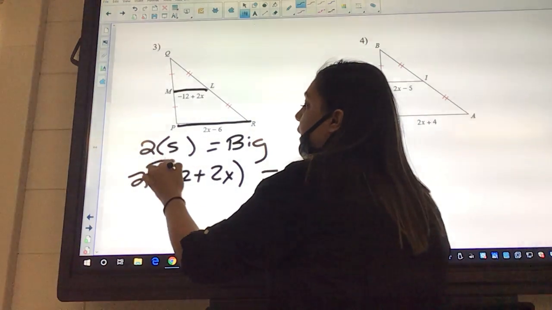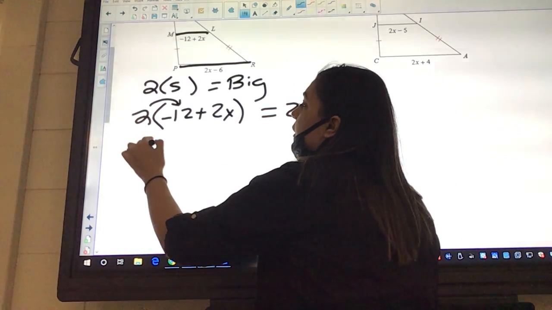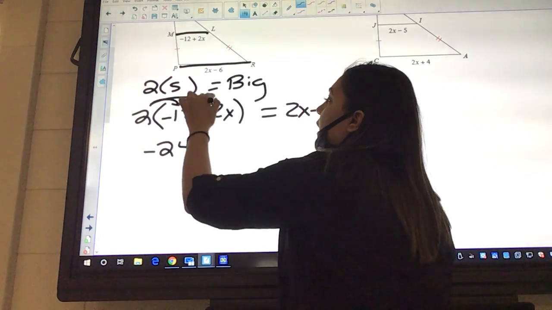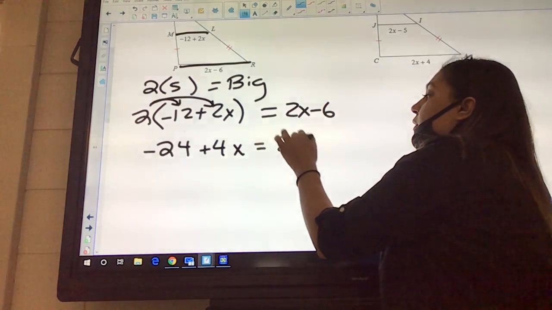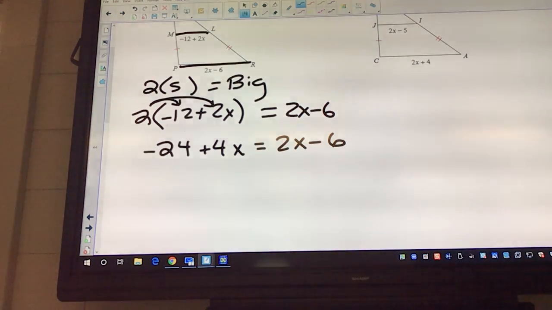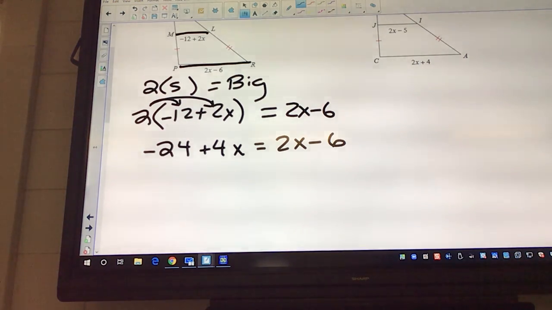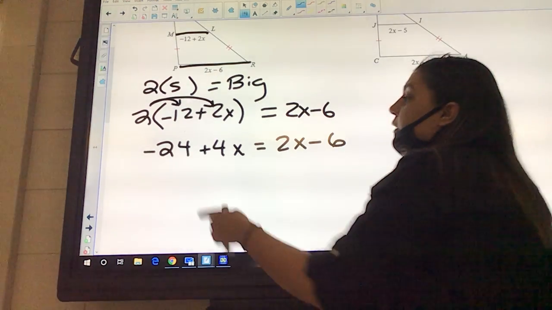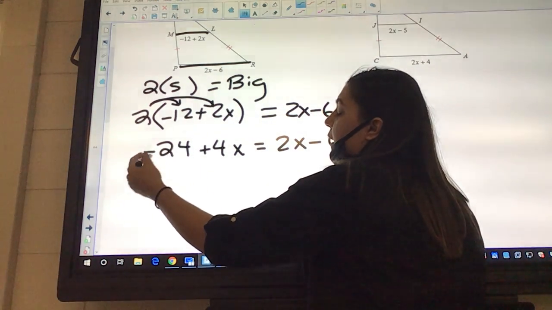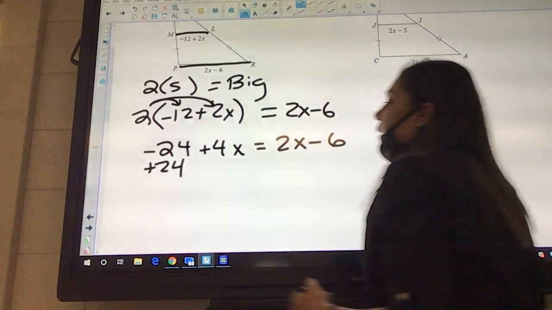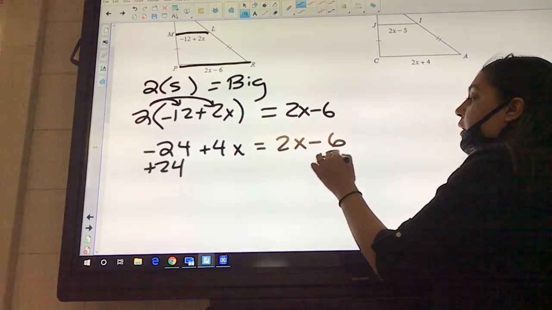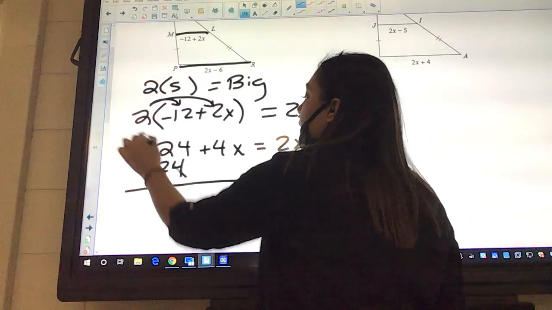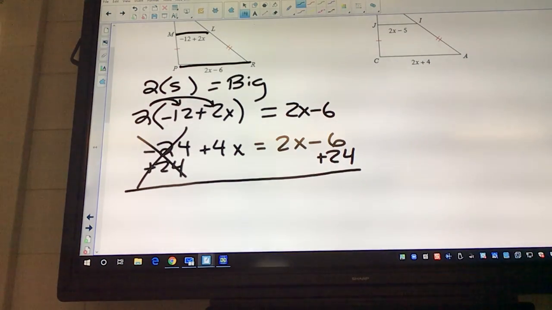Distribute. Okay, so we got 2 times negative 12, I mean negative 24. 2 times 2x is going to be 4x. And we haven't changed anything over here, so it's 2x minus 6. Okay, now we need to move all our letters to the left and the numbers to the right. And so right here I got a negative 24, and so it needs moved, so you're going to say plus 24. Okay, and what do we put it under on the other side? Under the 6, because it's just a number, so you're going to say plus 24. Okay, what else needs moved?